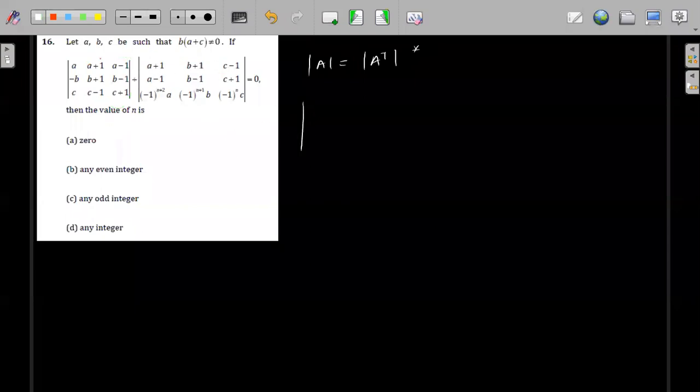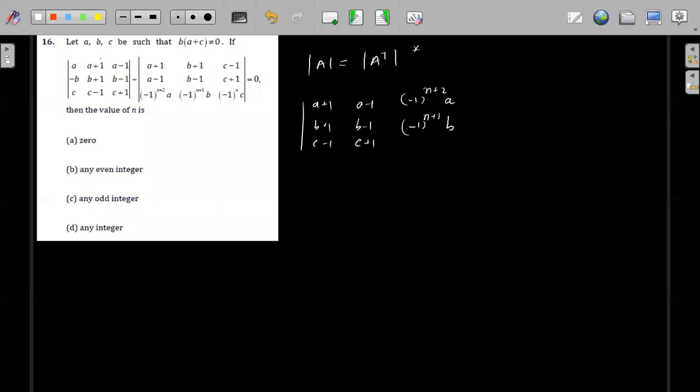If I take the transpose of this, it will become a plus 1, b plus 1, c minus 1. This will become a minus 1, b minus 1, c plus 1. And the last one will become minus 1 to the power n plus 2 into a, minus 1 to the power n plus 1 into b. This one will become minus 1 to the power n into c. I hope this one is clear, right? So after taking the transpose, I'm getting this.